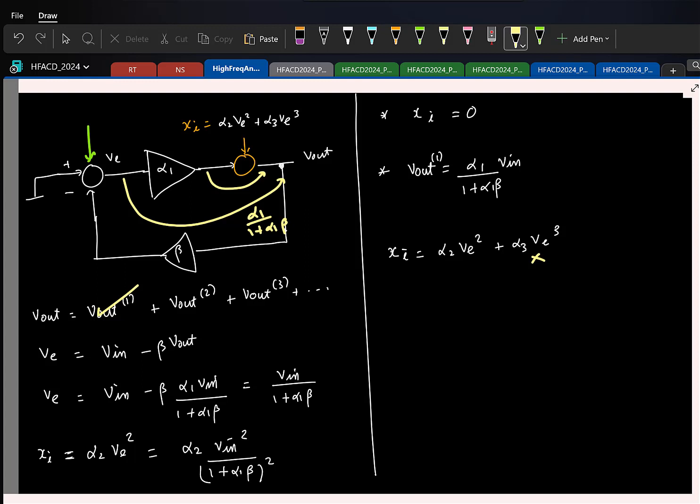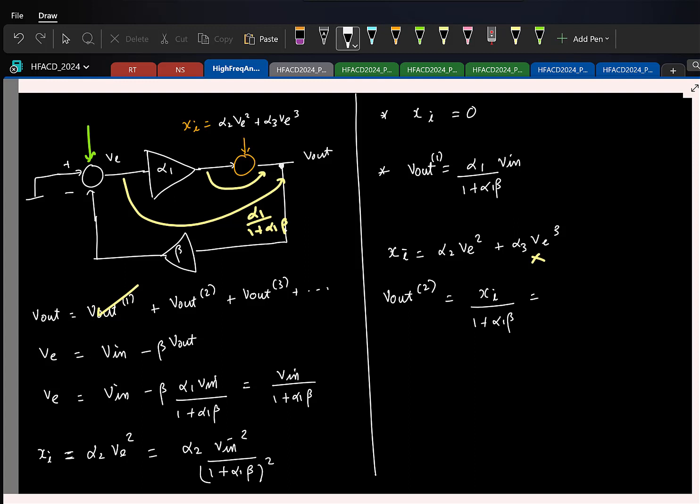I have to divide it by alpha 1. So it's 1 by 1 plus alpha 1 beta. You can compute it, but I'm just giving a straight reason, right? So my output now is the second order term, that is my injected signal by 1 plus alpha 1 beta.